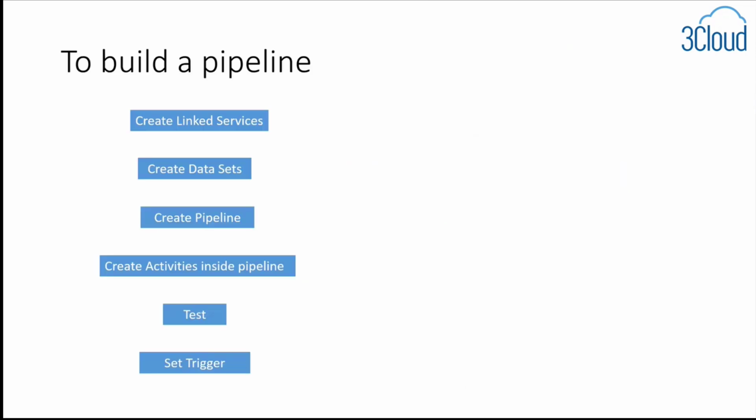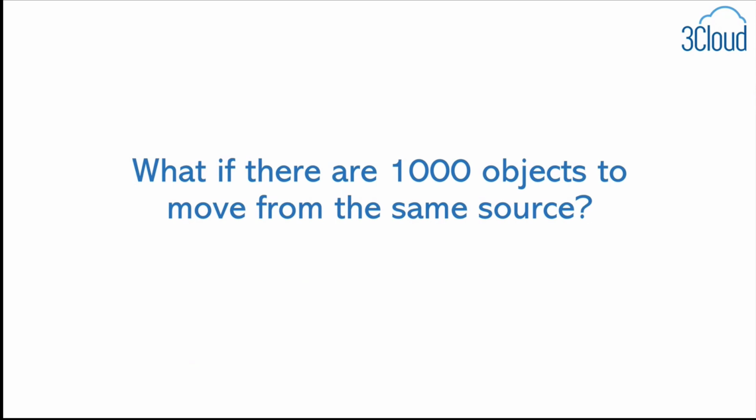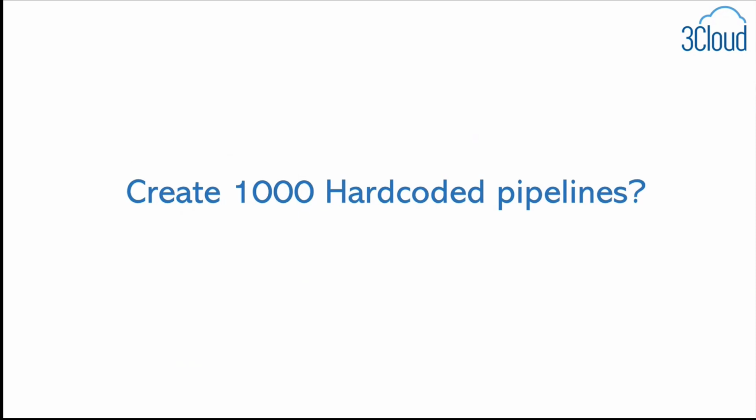All right, so I would consider us done with building a basic pipeline. This is good stuff. You're good to go in Data Factory. But then the question turns into, what if there are 1,000 objects to be moved? What if your manager tells you to move 1,000 objects from the same source into the same destination? What are you going to do? Are we really going to create 1,000 hard-coded pipelines? I mean, that's certainly doable.